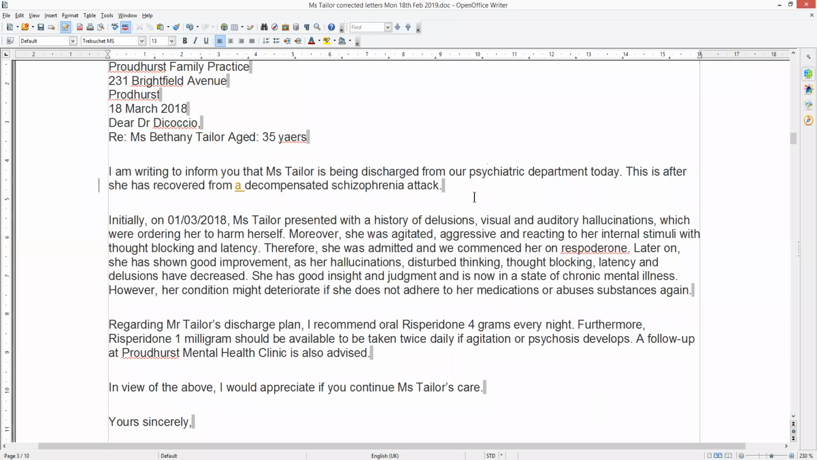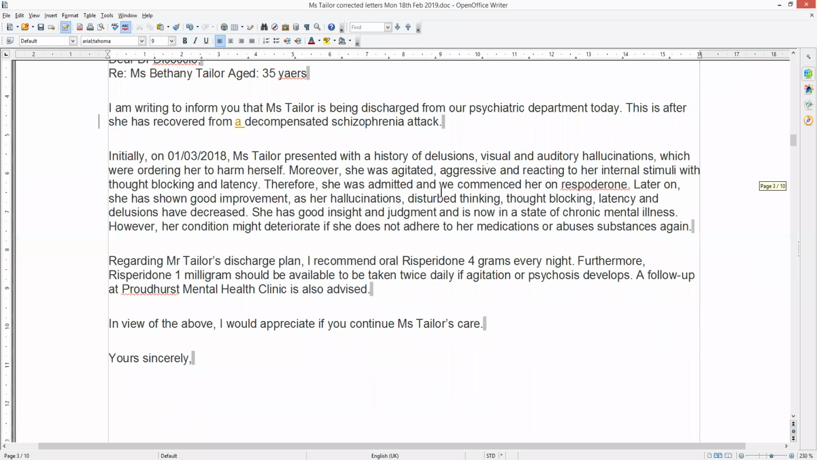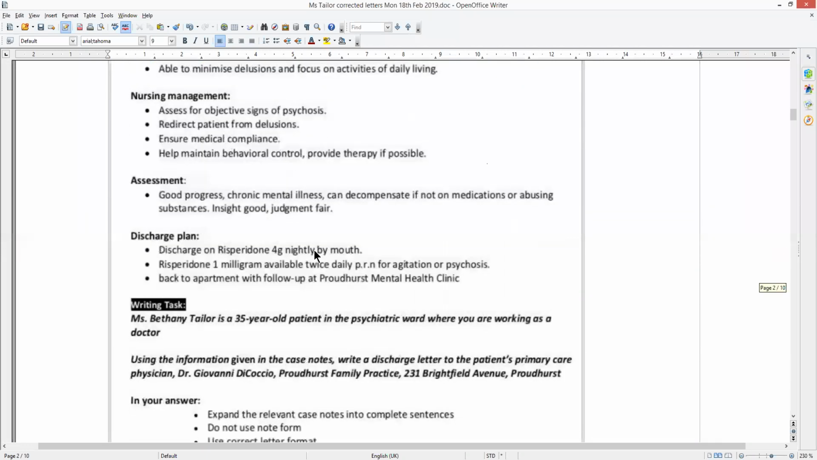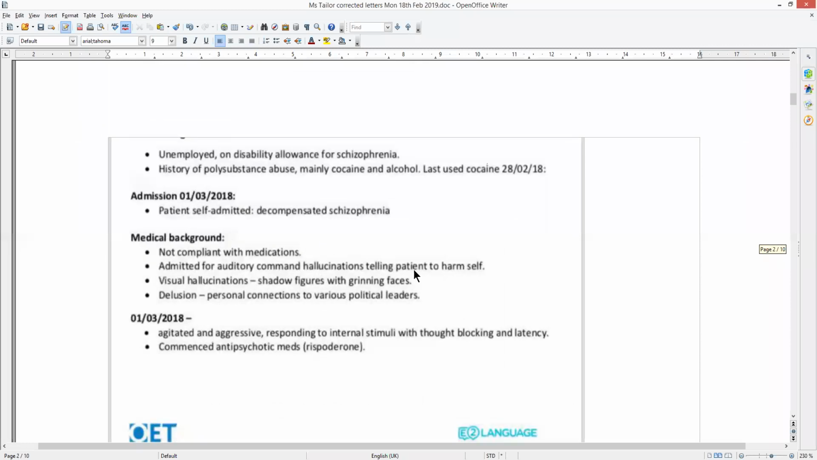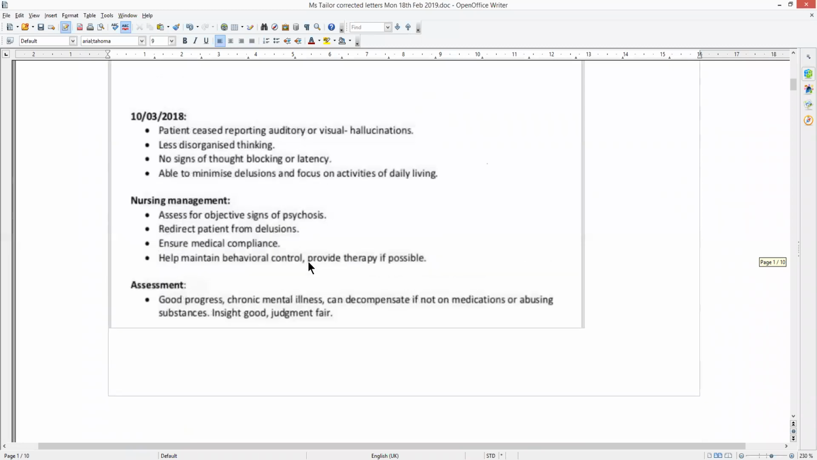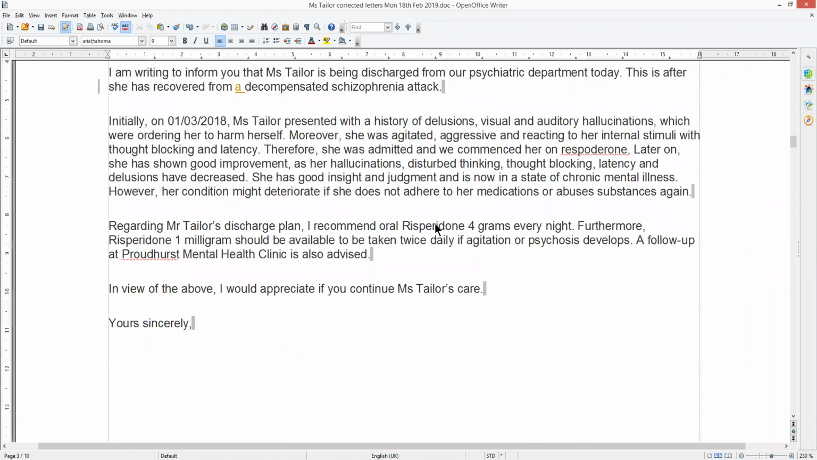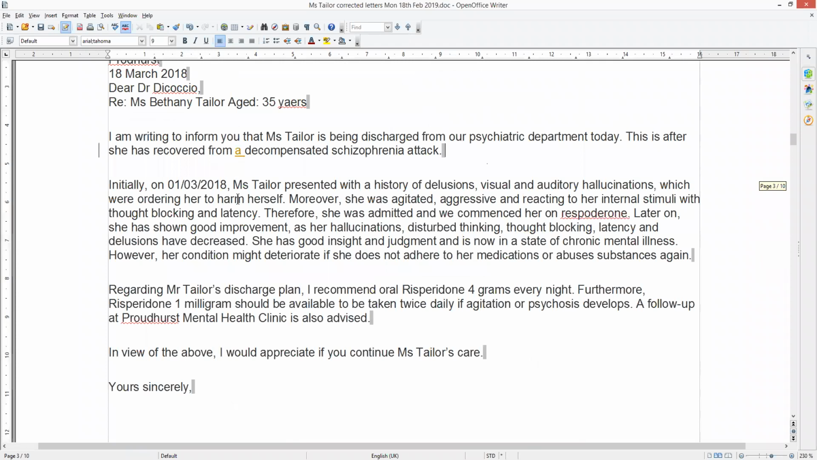Writing to inform instead of being discharged is after she has recovered or she recovered from a decompensated schizophrenia attack. Initially, Miss Taylor presented with a history of delusions, visual hallucinations, which were ordering her to harm herself. Now, let me just check the case notes because we want to make sure that we're not using the same language. Some people do, and that's not what you want to do. Division to self-harm. Okay, let's have a look.